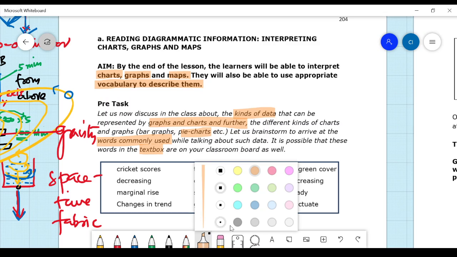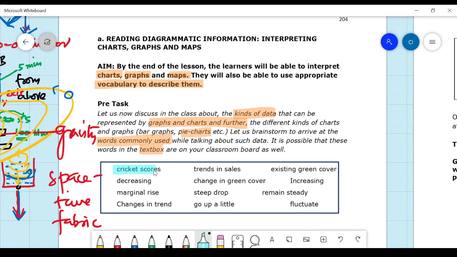So he is going to the cricket scores first, and it talks about the trends in sales. Trend, what is it by a trend? If you have something like this, it's called an upward trend. If it goes like this, it is called a downward trend.